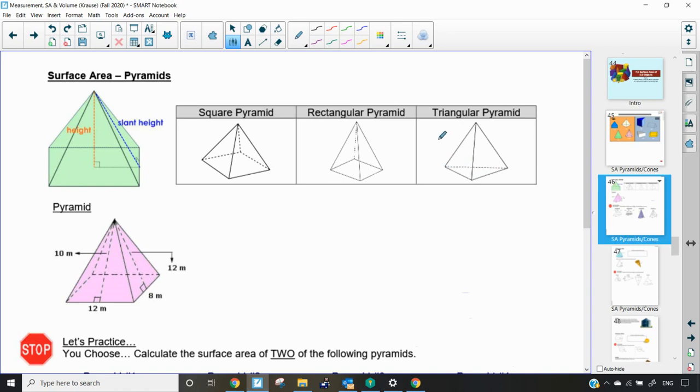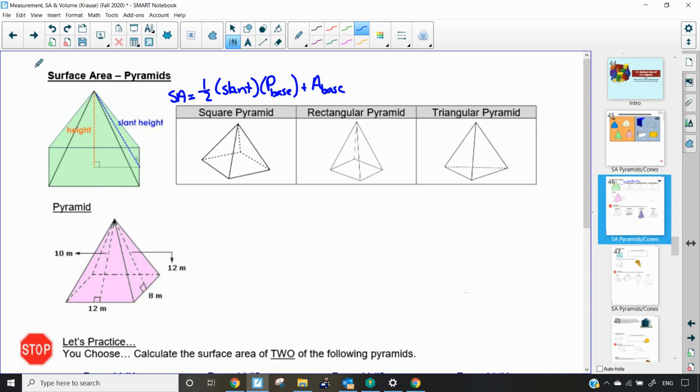Now there is a formula for the surface area of a square-based pyramid, and that would be 1/2 times the slant height times the perimeter of the base plus the area of the base. Now, there is that formula. I don't often use it because it only applies to our square-based pyramids. Instead, I have a tendency to just draw the nets.